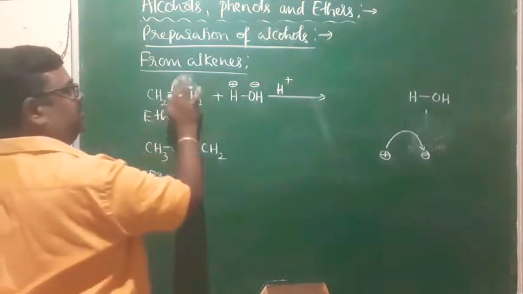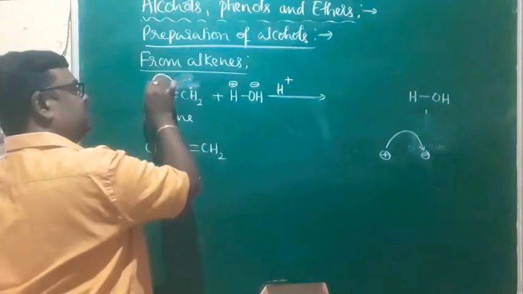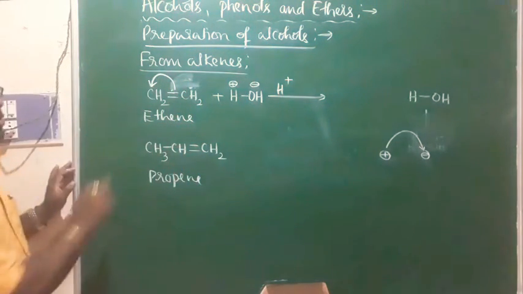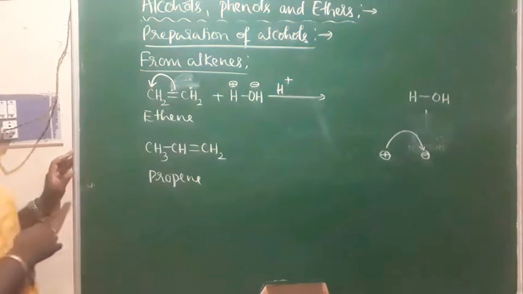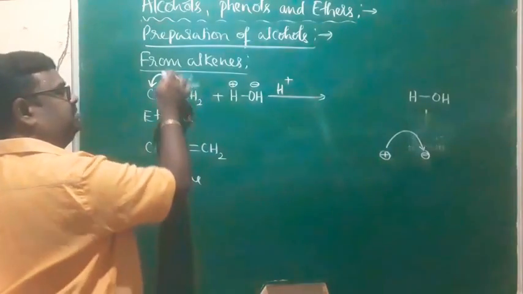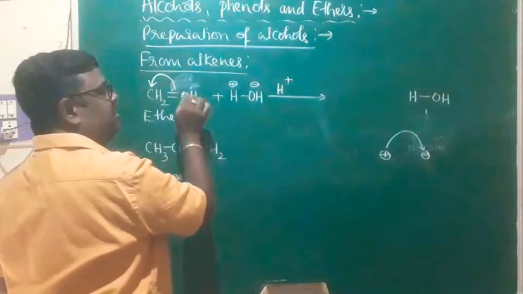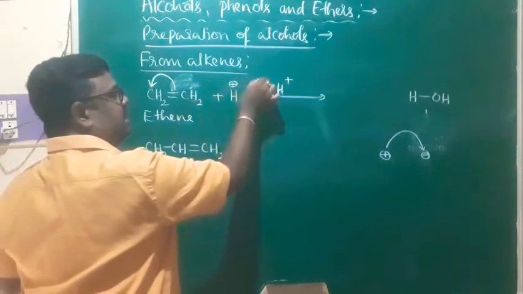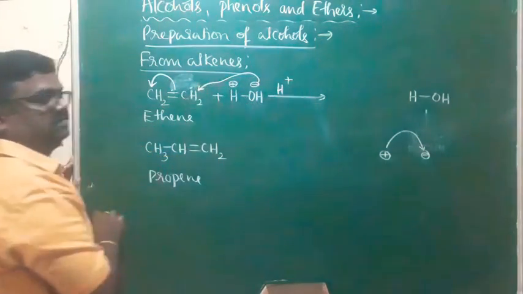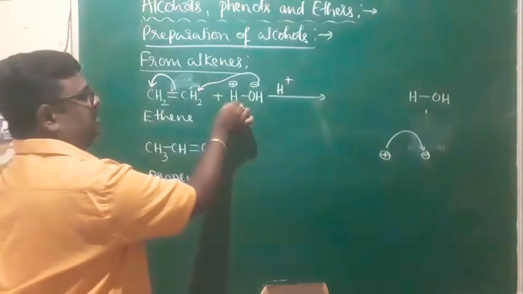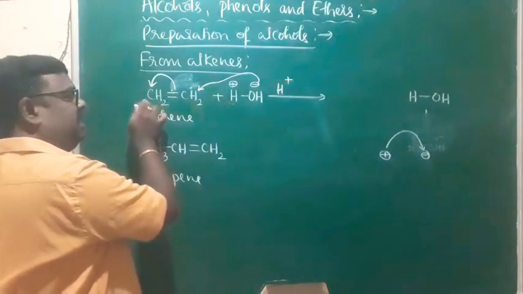Or you can shift like this, no problem, right? You can shift like this also, because on either side we have the same type of groups. Therefore, if I shift like this, this will get negative charge, this will get positive charge. Therefore, this positively charged carbon is attacked by OH minus, and this positively charged hydrogen attacks the negative CH2 minus.